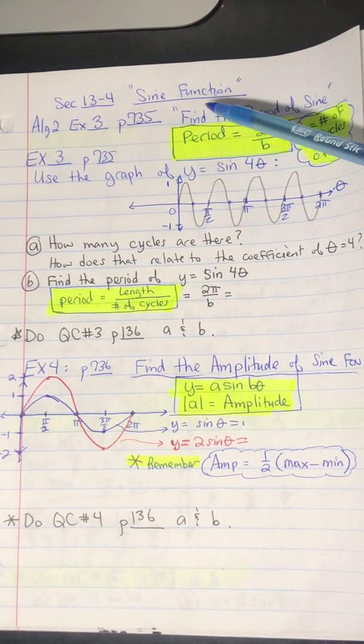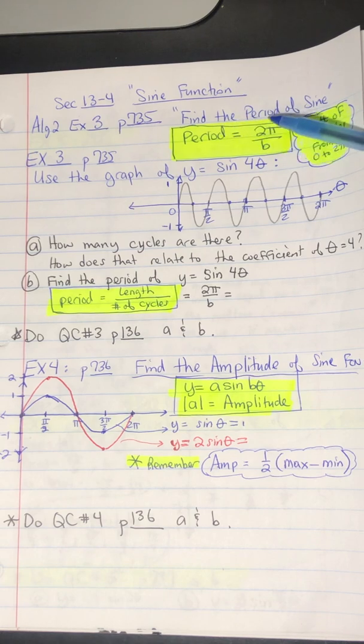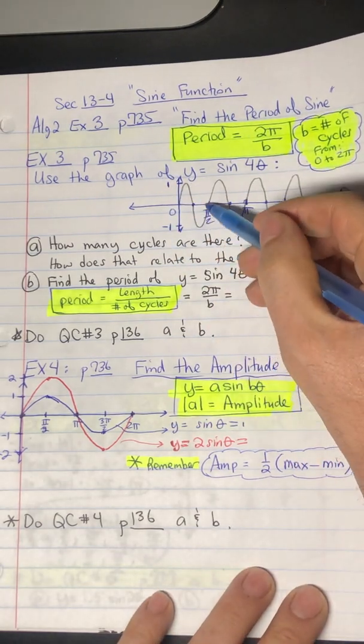Example 3 is asking to find the period of the sine function. Here's the formula for it. The period is 2 pi over b, and b is the number of cycles from 0 to 2 pi. Remember, a cycle is one complete pattern.